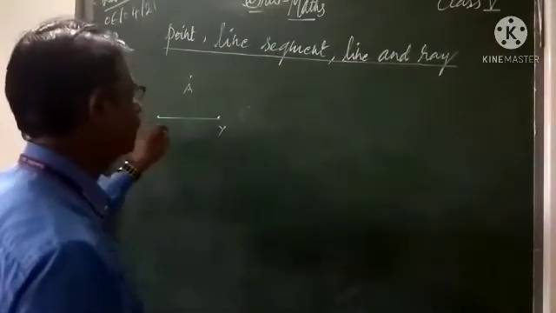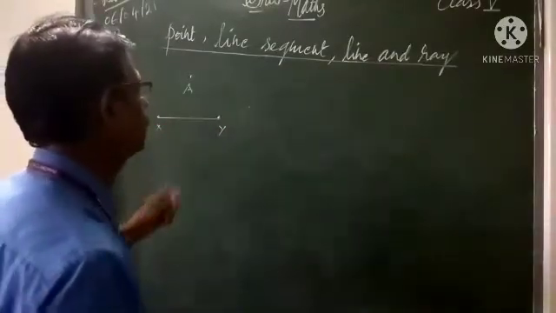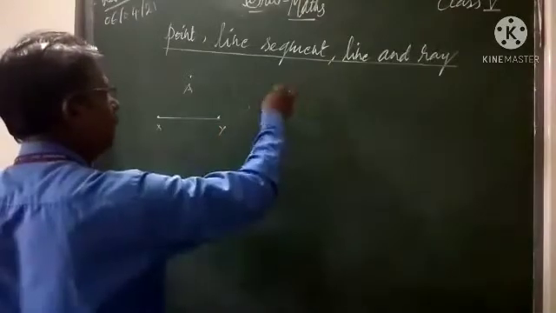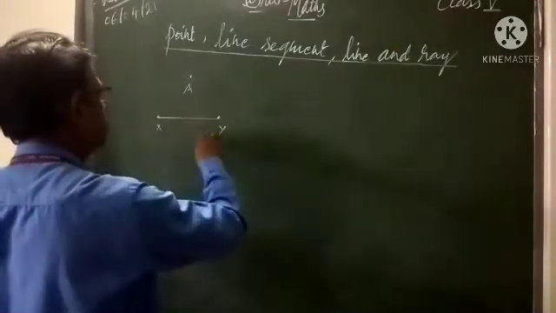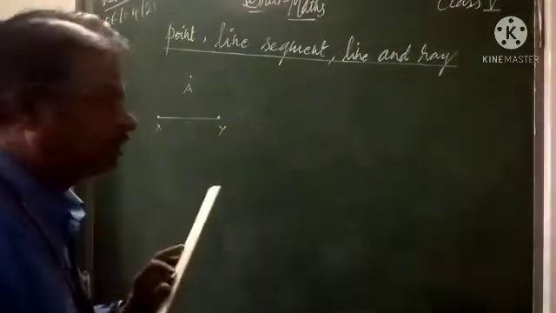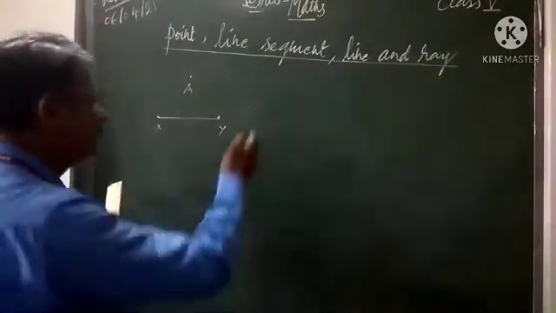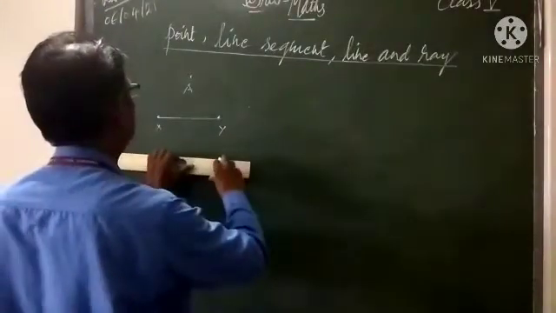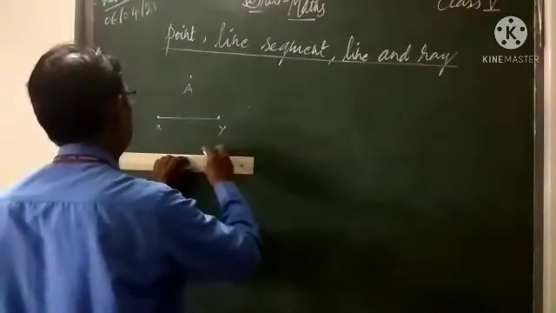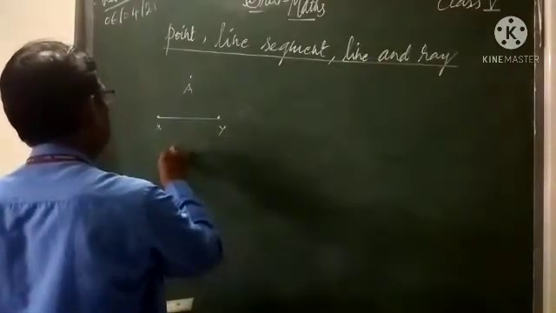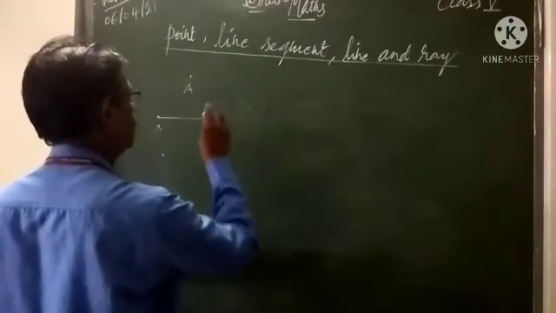If 1 point is given, then from that 1 point we can draw many lines, rays, but not a line segment. For making a line segment, at least we need 2 points. Keep in mind. And now line means, like, line is a part of line segment only.